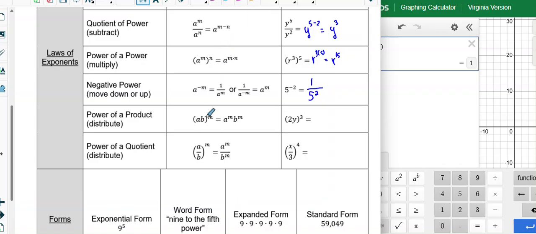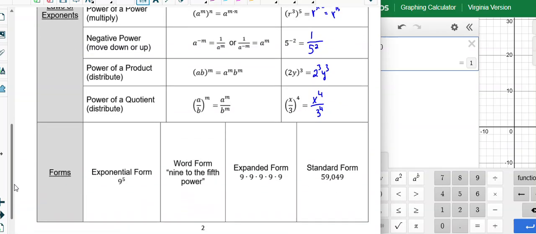And then here, when you have two bases multiplied together and it's raised to an exponent, it basically distributes. So it would be a to the power of m times b to the power of m. So here, the 3 goes to the 2 and the y. So you would expand this out by writing 2 to the power of 3 and then y to the power of 3. Same thing for a quotient. If you have a division, a to the m over b to the m. So this would be x to the 4 over 3 to the power of 4.